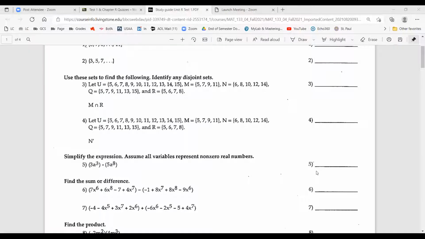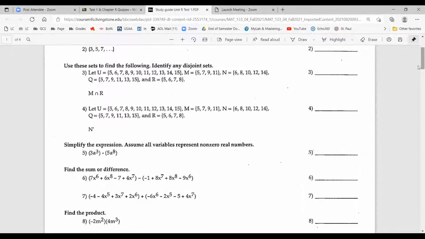Now we're going to look at problems 3 and 4 on the review. So let's go to the review sheet. And hopefully you have your review sheet in front of you and you can look on with me. Okay, so we're going to look at problems 3 and 4.